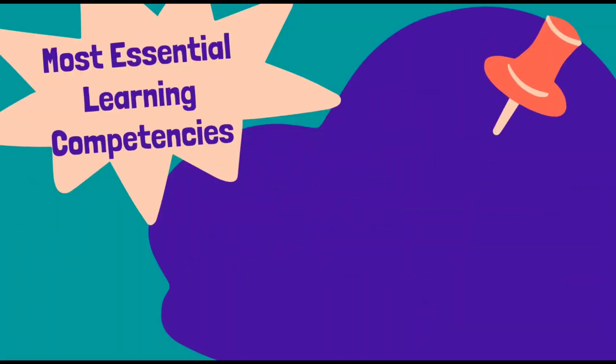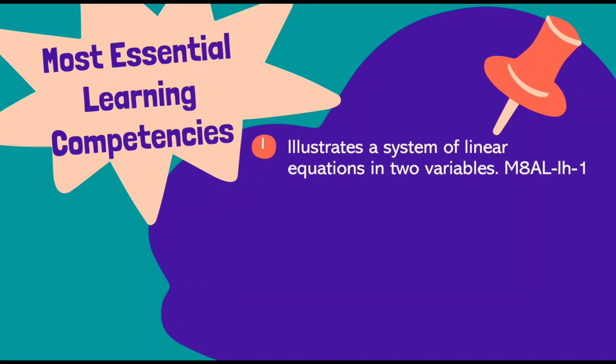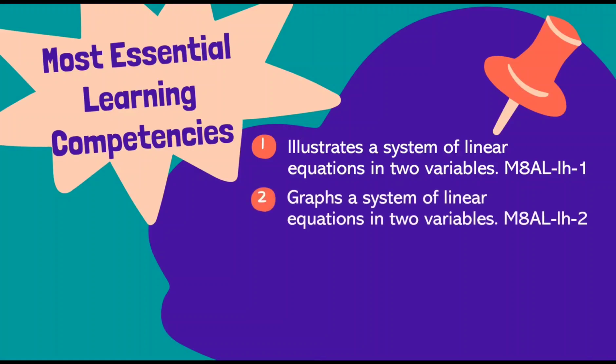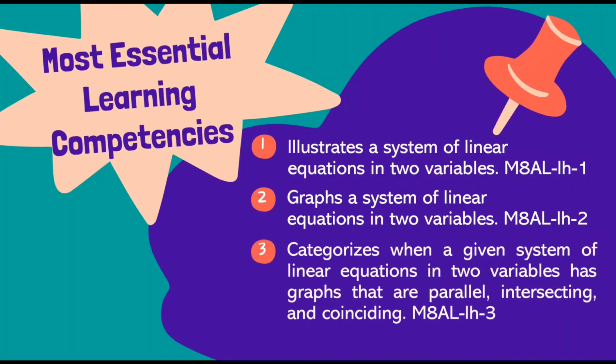Our most essential learning competencies for this session. Number 1, illustrates a system of linear equations in two variables. Number 2, graphs a system of linear equations in two variables. And the last one is categorize when a given system of linear equations in two variables has graphs that are parallel, intersecting, and coinciding.